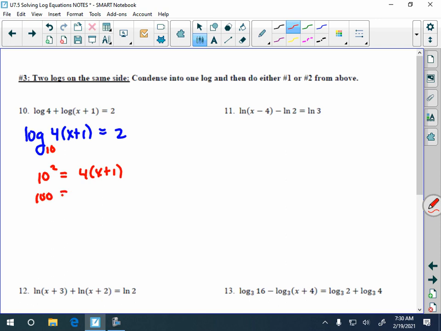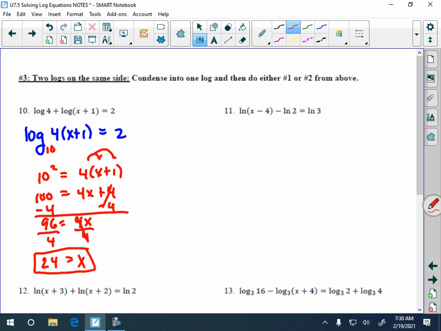And then let's go ahead and just keep simplifying. We'll distribute. So don't have to get it over to that 1 also. And we'll just keep solving. So subtract the 4 over. 96. Divide by 4. So 96 divided by 4 is 24. All right. Now, again, just like all the other logs, you have to check. If I put 24 in for x right there, I just want to make sure that it ends up being positive. 24 plus 1 is 25. It's positive, so I'll keep it.